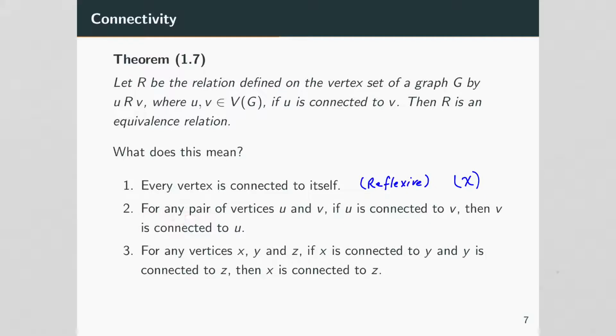Now the second property for connected is that if U is connected to V, then V is connected to U. If there's a walk from U to V, we can just reverse it and take that walk from V back to U. That's what's called the symmetric property. And the third property of an equivalence relation is the transitive property. If we have three vertices, if X is connected to Y and Y is connected to Z, then X will be connected to Z. That's the transitive property.